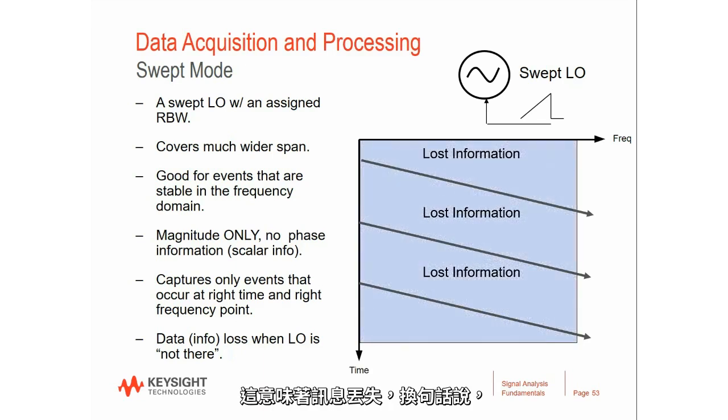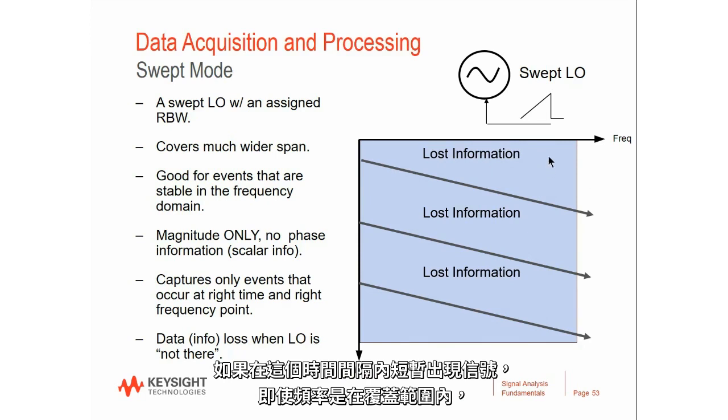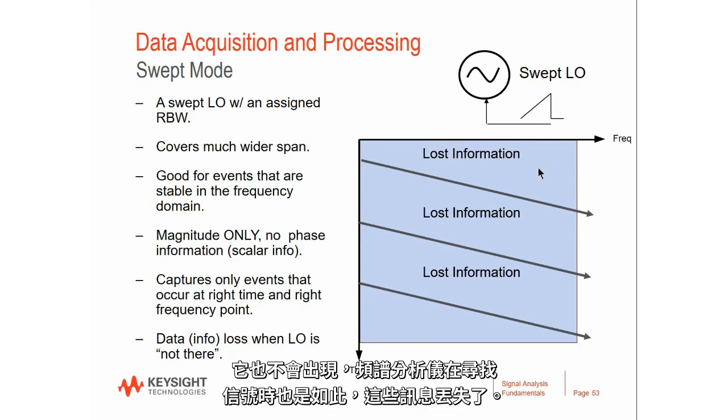And what that means is that information was lost. In other words, if a signal appeared briefly during this time interval, even though that frequency was covered by a sweep, it wasn't there when the spectrum analyzer was looking for it. And so this information is lost.